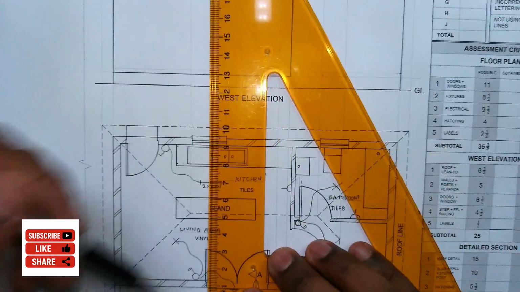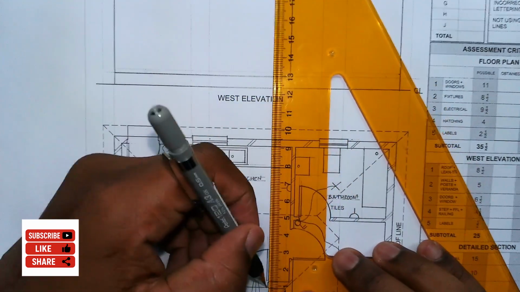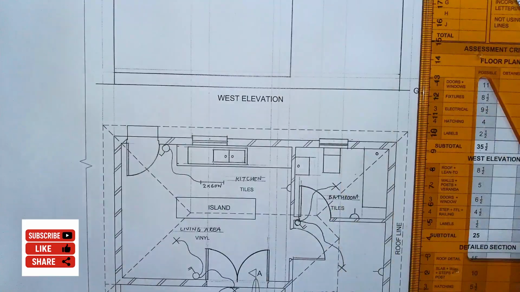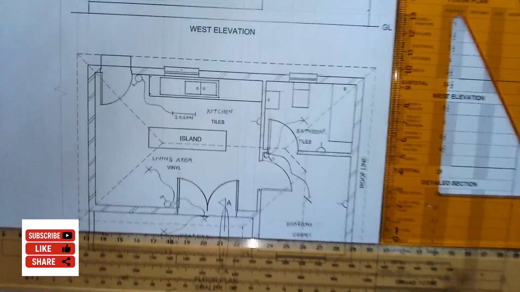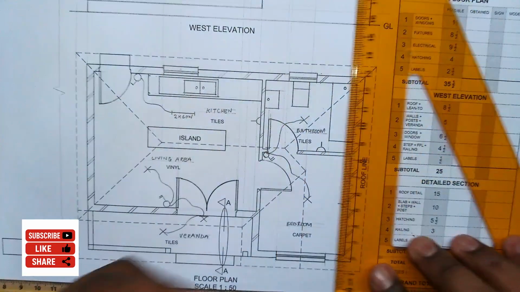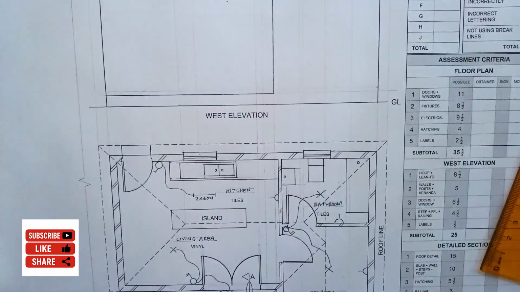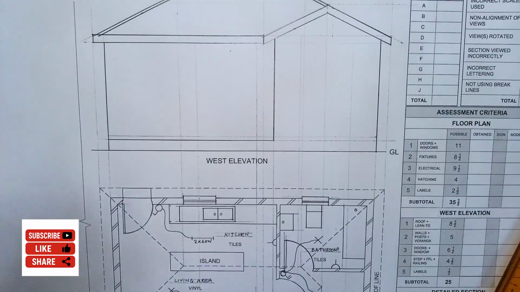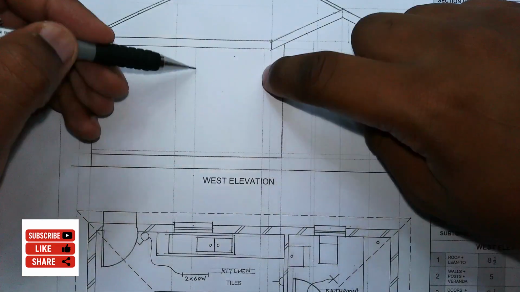So that's from here, up, like that. And then let me just project the window as well. This window here, up, up. Okay, so these are the two lines for the double swing door.